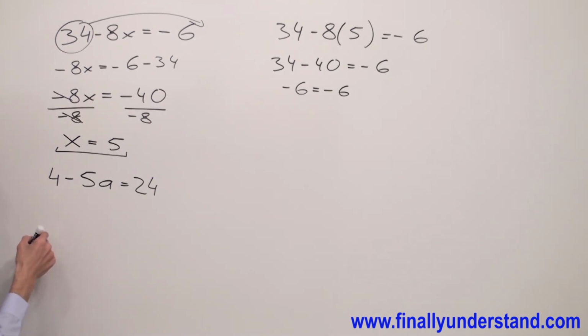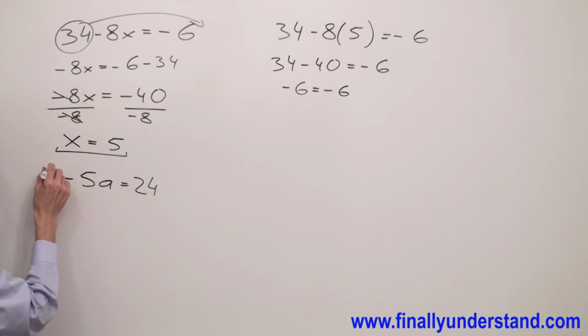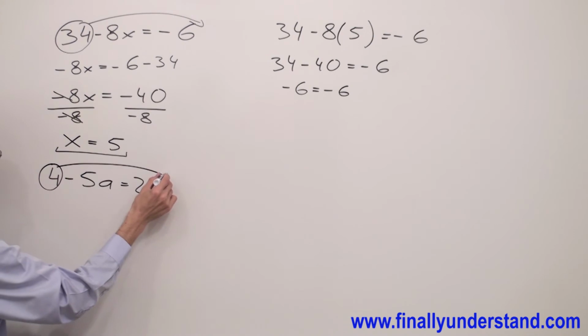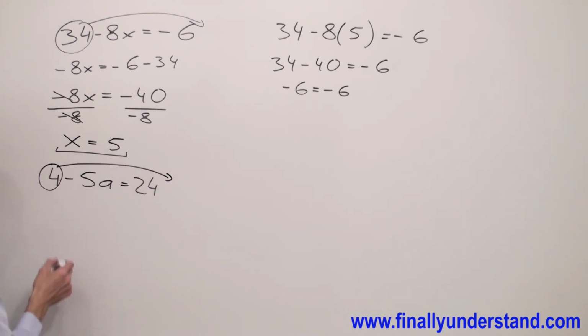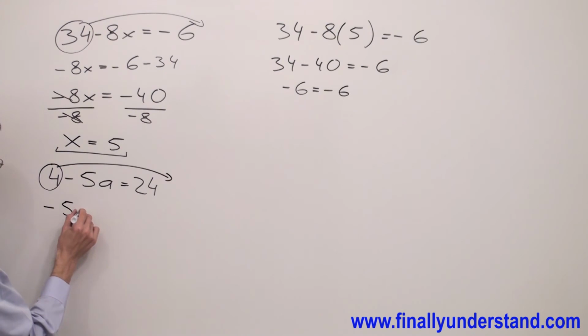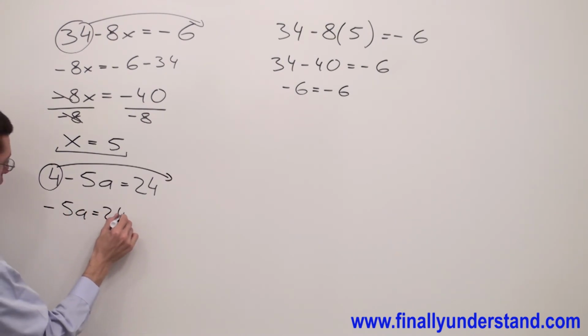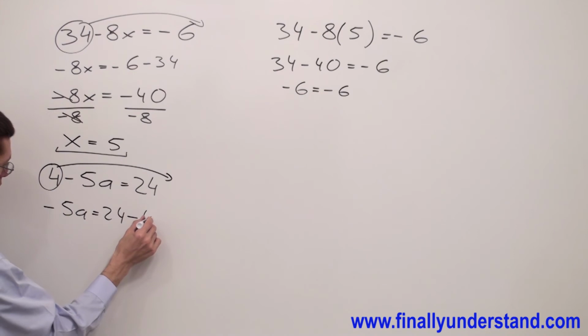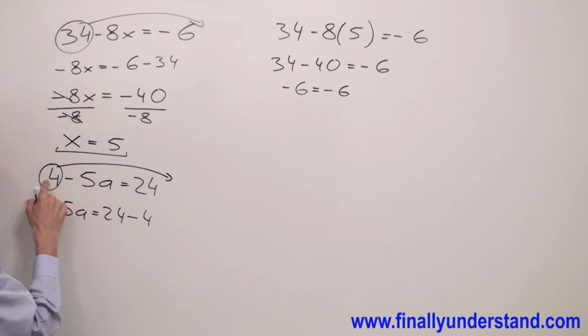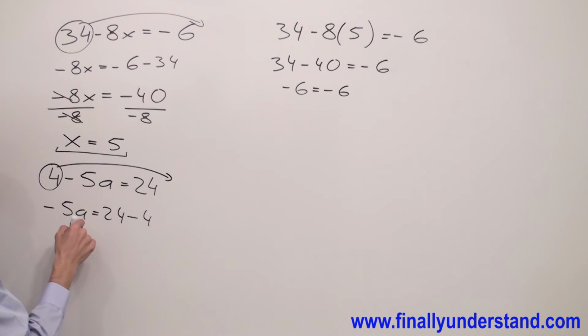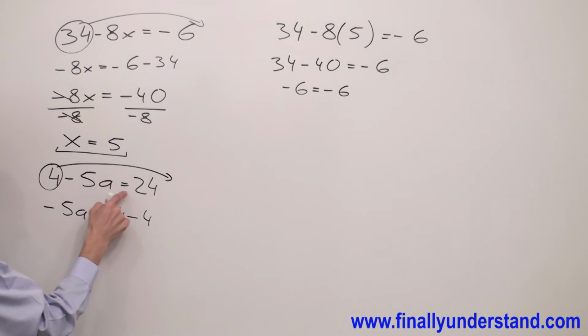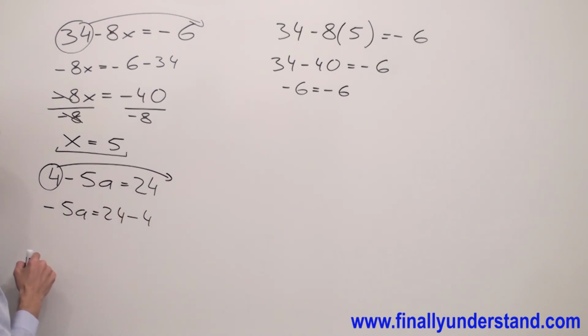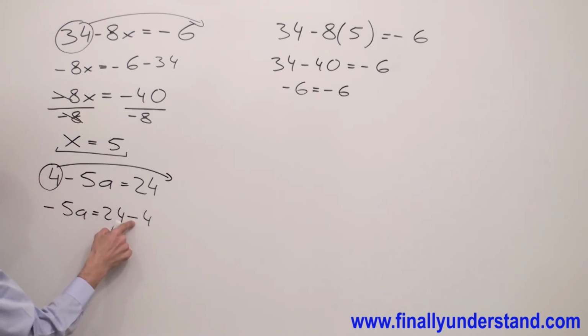Let's take a look at this example. I have to find a. 4 has no a, that's why I'm going to move this 4 to the right side of my equation. And I'm going to have minus 5a equals 24 minus 4. Remember, anytime you move a number or variable to the other side of the equation, while the other parts of the equation stay at their original positions, we have to change the sign. We change from invisible positive to negative.